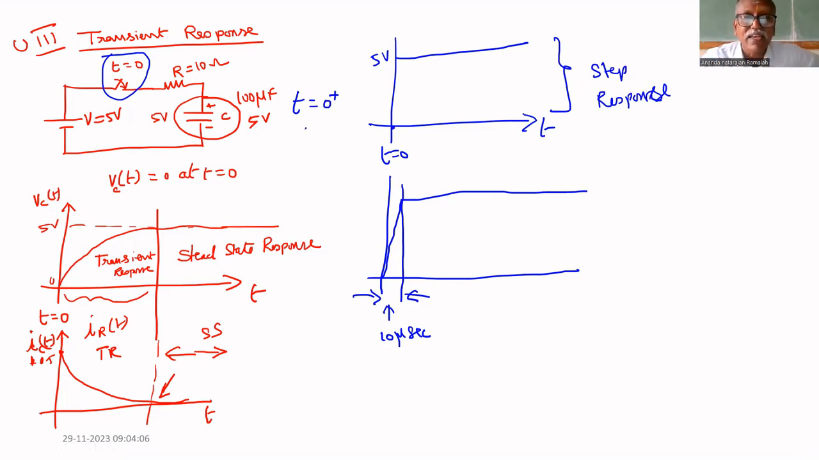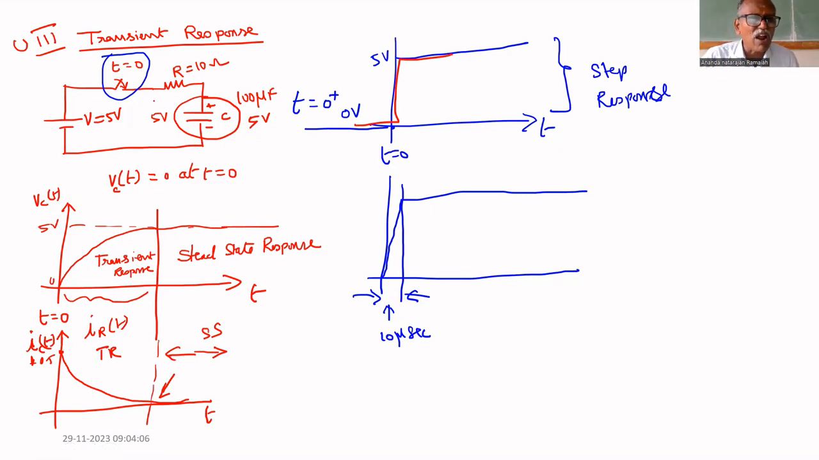Because before t, the voltage is 0. Before closing the switch, the voltage applied in the circuit is 0 volt. At t equal to 0, it is changed from 0 volt to 5 volt. So it is looking like a step. That's why it is called step input. For step input, the response is called step response.